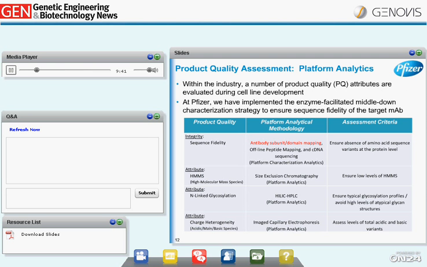Here we have a slide depicting a various number of analytics for product quality assessment. Within the industry, there are a number of attributes that we look at. One is the high molecular weight species, or dimer, or aggregate, if you will. Another is the N-linked glycosylation pattern for a given mAb, and another is charge heterogeneity. These three attributes are followed throughout the development for a monoclonal antibody.